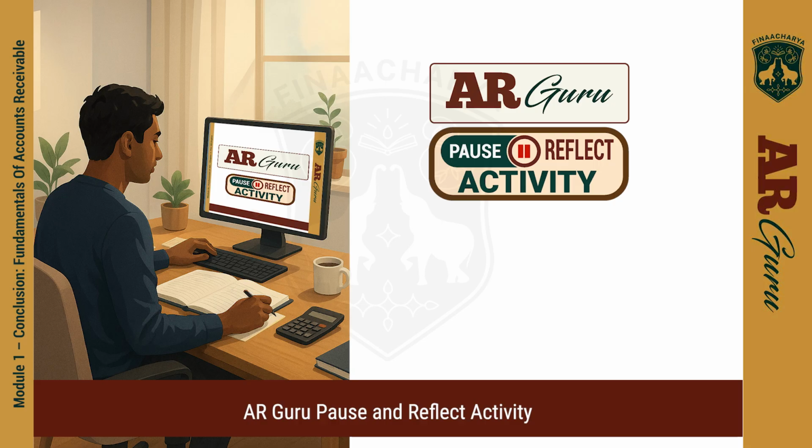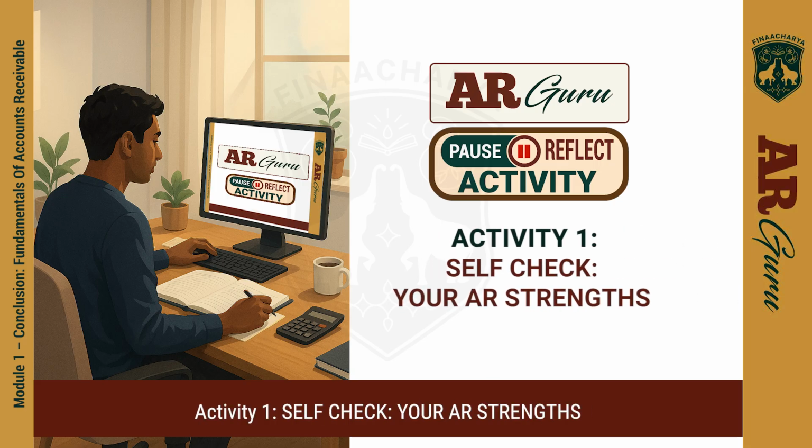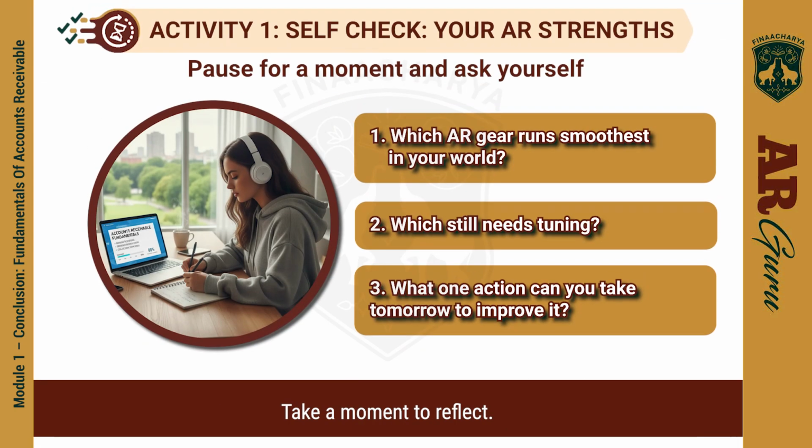FARGuru. Pause and reflect activity. Activity 1. Self-check your AR strengths. Take a moment to reflect. Which part of your AR cycle flows effortlessly and which one causes friction? Your insight here shapes your growth in the next module.